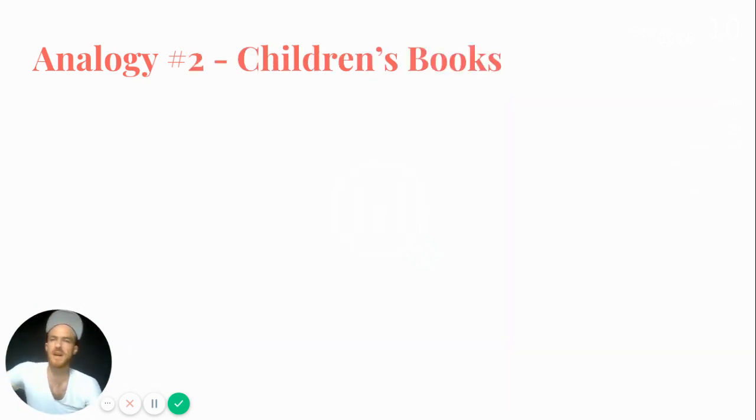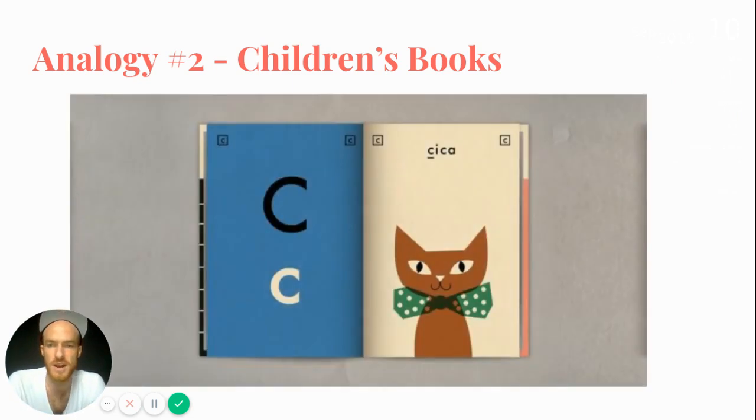Second analogy, and this also is an explanation about why as readers we need to have this kind of visual attachment to the stories that we're hearing. Well, let's think about how we learn to read. Let's think about children's books. Children's books start off being more picture than word.